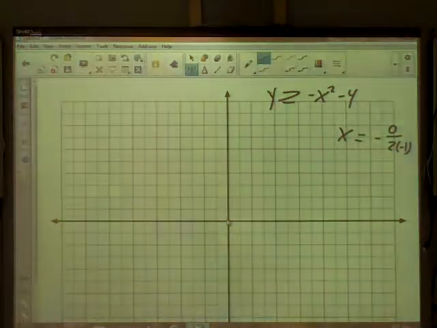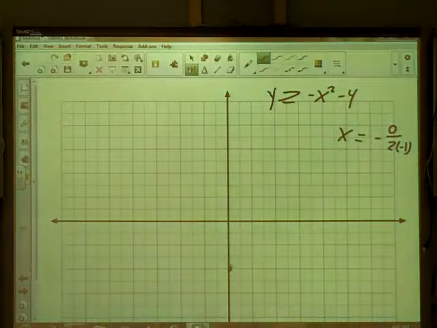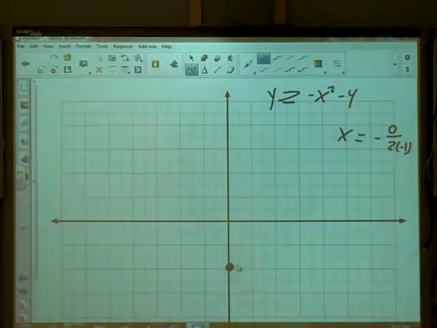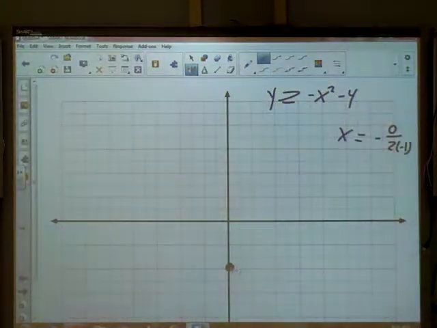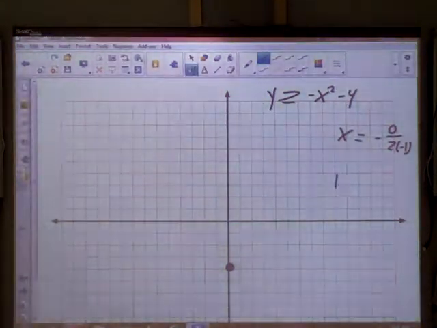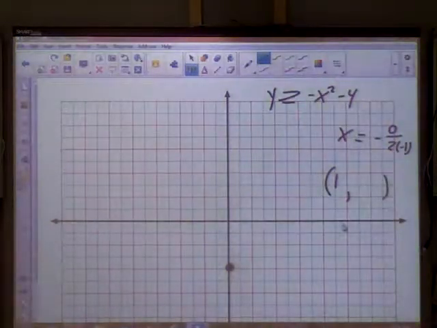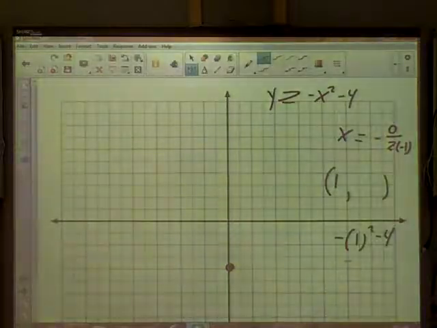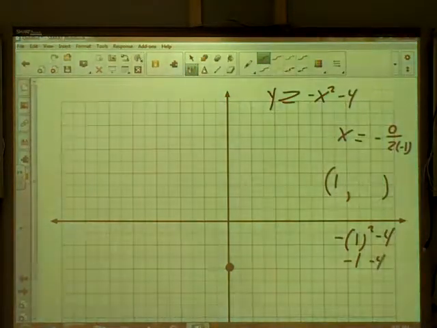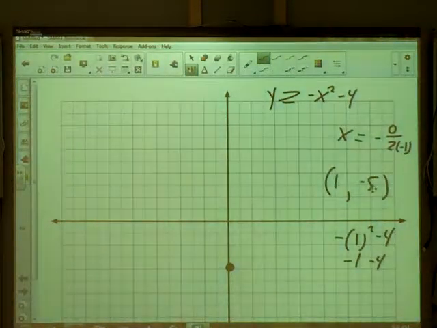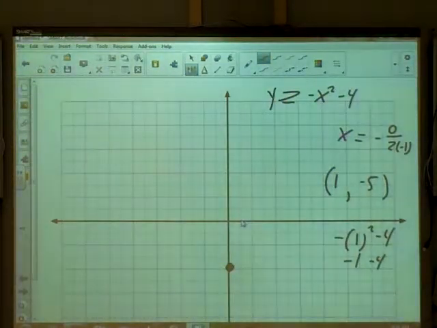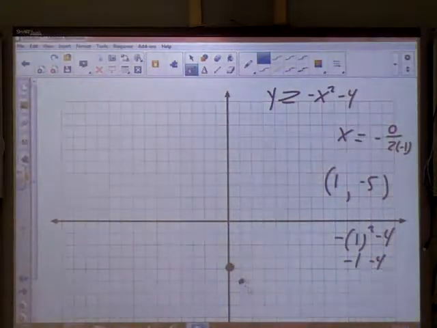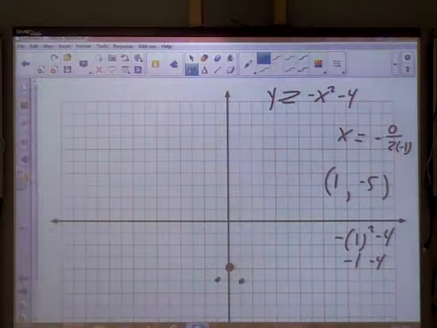Let's count on every line. 1, 2, 3, 4. So its vertex would be at 0, -4. All right. Now I can't use 0 because it's already used. So I'm gonna plug a 1 in, just because Kylie said to. So it gets me negative 1 squared minus 4. 1 squared is 1. Make it a negative, minus 4 is -5. So I'll go over 1 and down 5. So that's 1 away, so it's got to be 1 away on the other side.